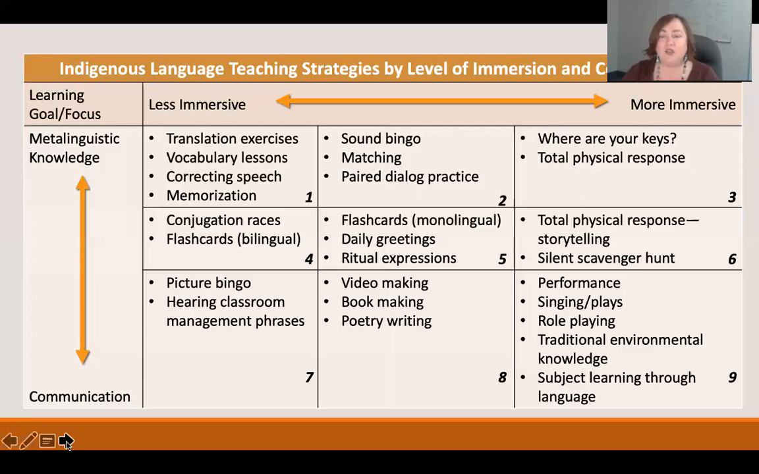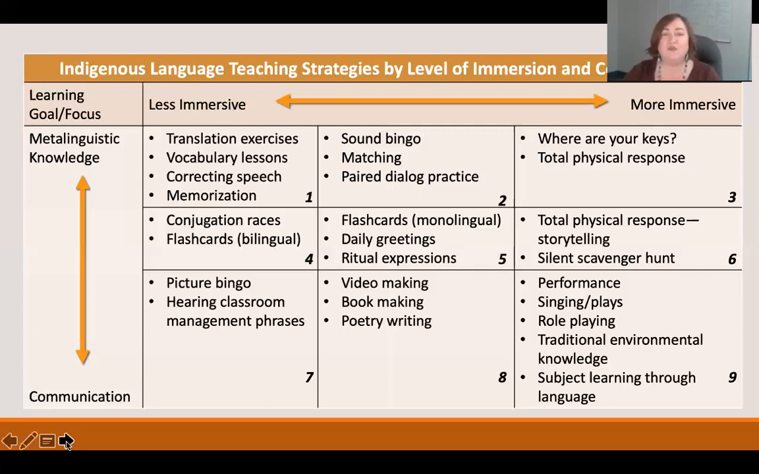At 9, we get to the most fully immersive type of teaching that we can do, which is where we're teaching another subject through the language. But that is really overwhelming for students who don't have enough background in the language yet. And a lot of times when we're thinking about using immersive techniques, we actually submerge students rather than immerse them, so that they are kind of drowning in the language without any real context to understand what it is that they're being taught.